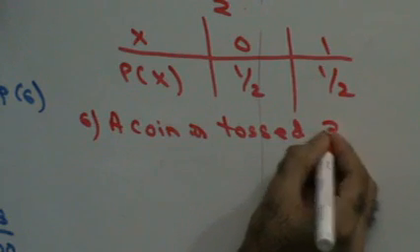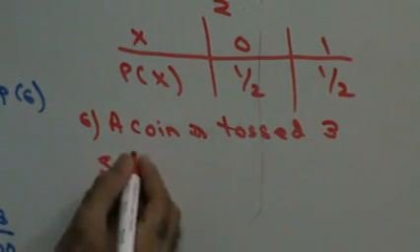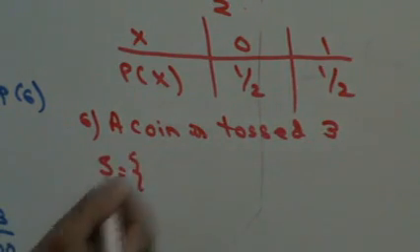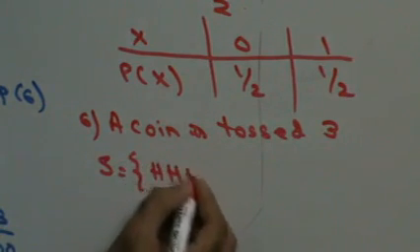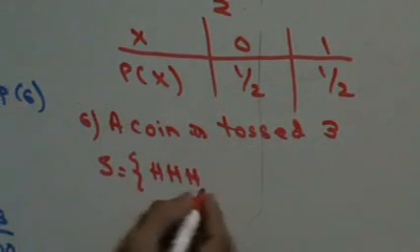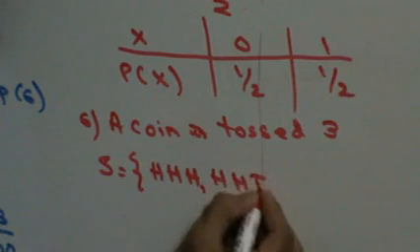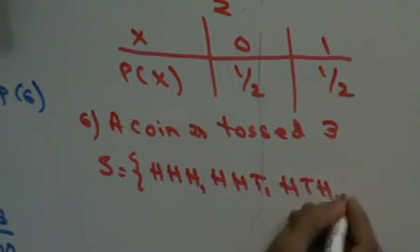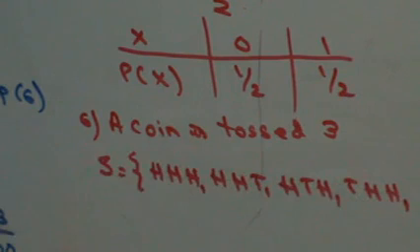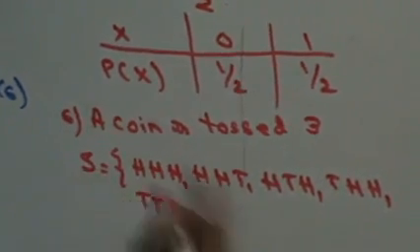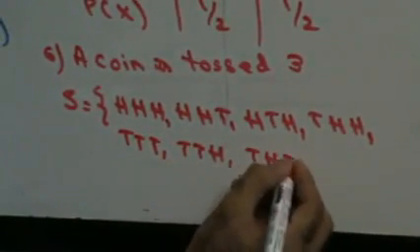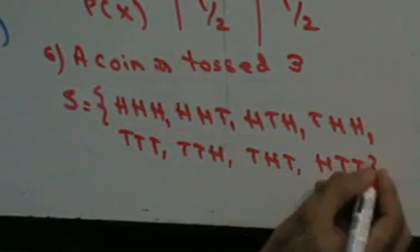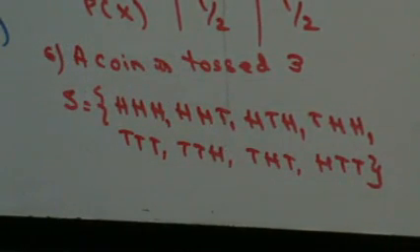A coin is tossed thrice. So if S is the sample space, what are the possible outcomes? 3 heads. Keep the tail on one side and move it to the other side: HHT, HTH, THH. 3 tails. Keep the head on one side and move it to the other side: TTH, THT, HTT. These are the possible outcomes.